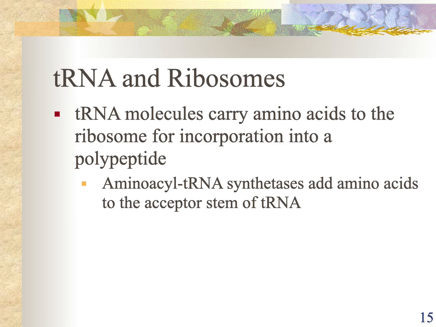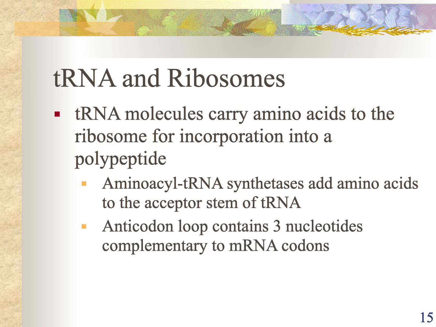Key things here include the transfer RNAs that carry the amino acid, and these are attached by another set of enzymes that will attach it. And then the transfer RNAs have the anticodon loop.